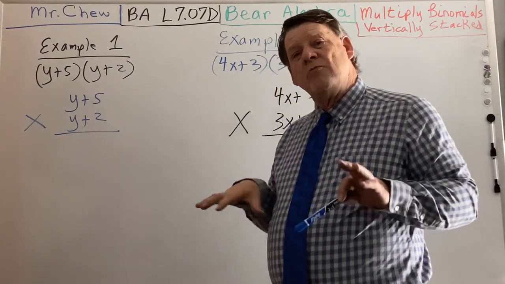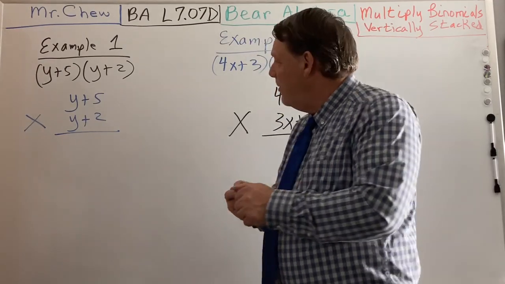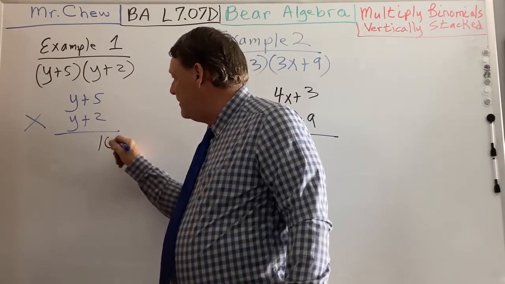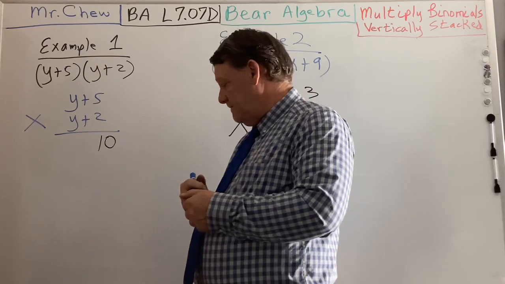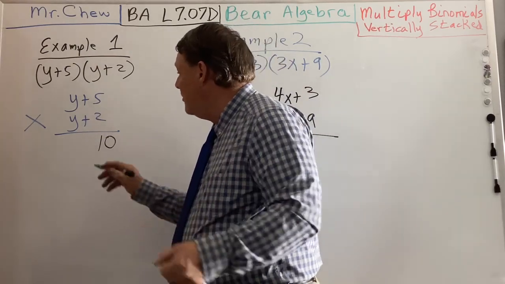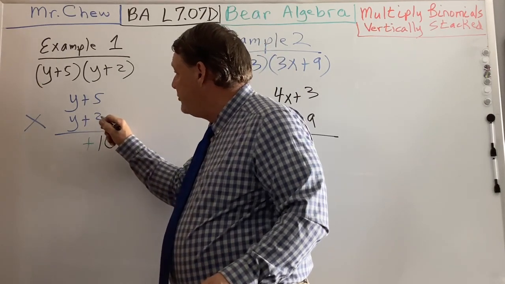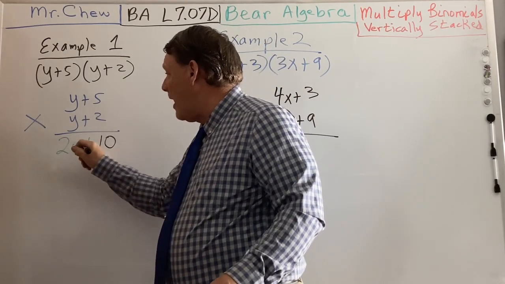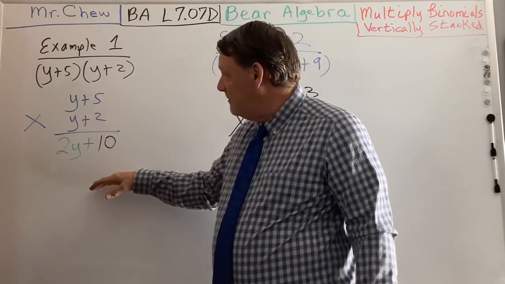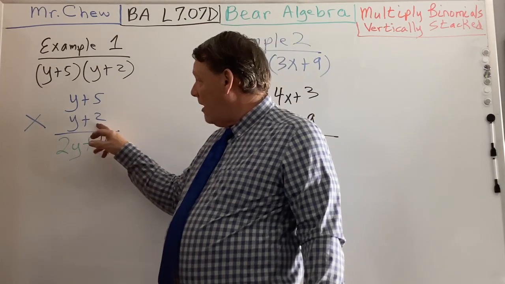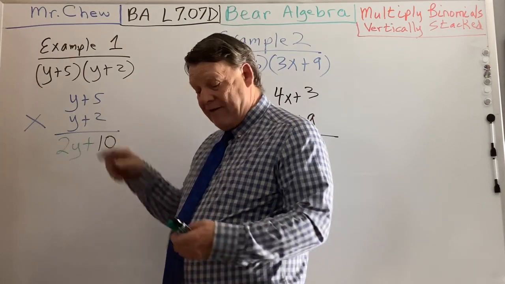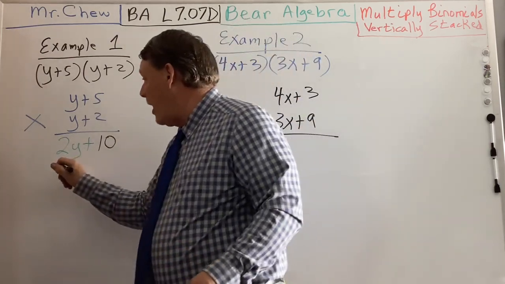Just like when you're multiplying a number, you start on the far right. 5 times 2 is 10. And since that's positive, we'll put a plus sign. And 2 times y is 2y. Now I drop down to my next line. And then I've already done the 2, now I go to the y. Now y times 5 is 5y.